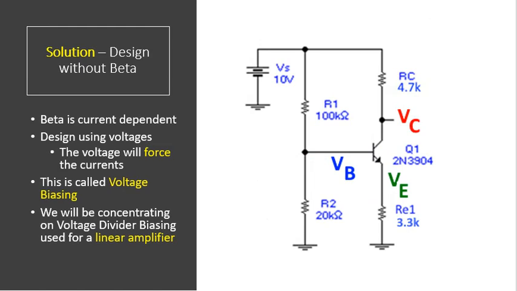The solution we're going to look at is to design without beta. Beta is current dependent, so we're going to design using voltages. The voltages will force the current. We'll set a voltage, and that's going to override the current, because now we're dealing with voltage. This is called voltage biasing, and we'll be concentrating on voltage divider biasing used for a linear amplifier. Our goal down the road is to take this circuit and make it an amplifier.